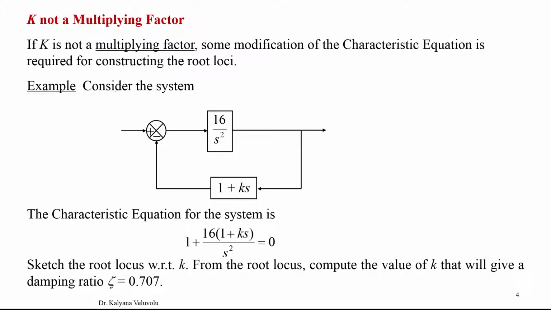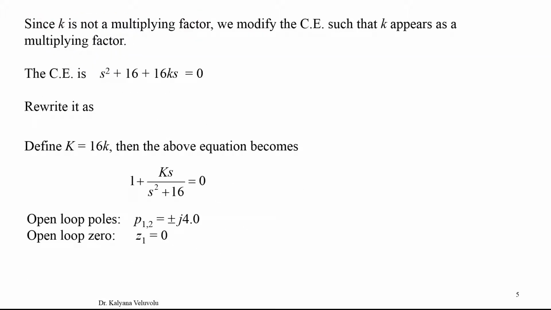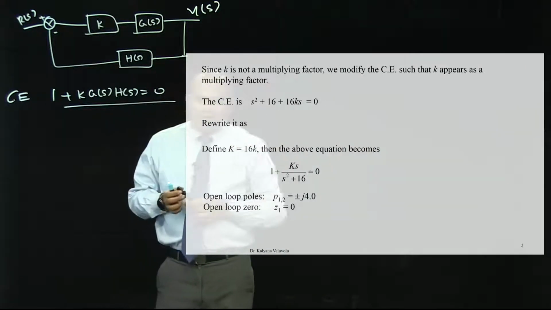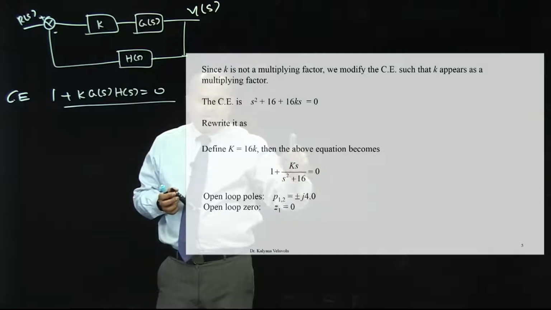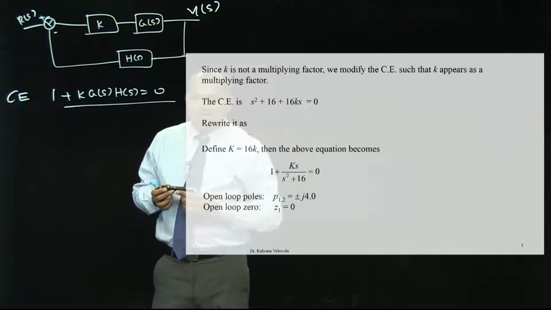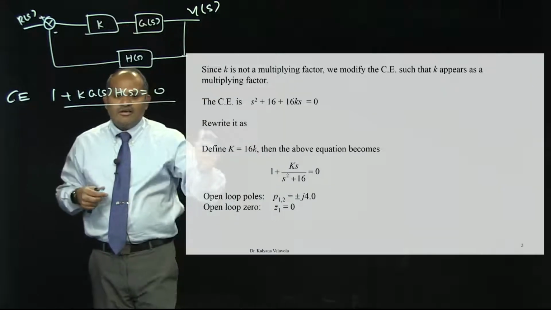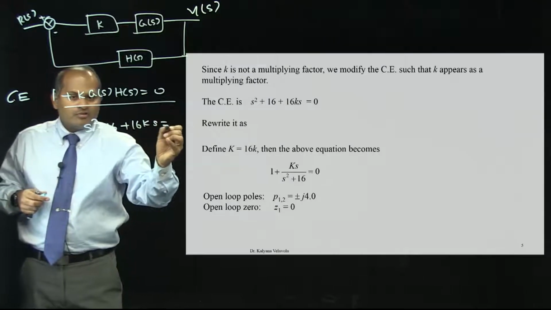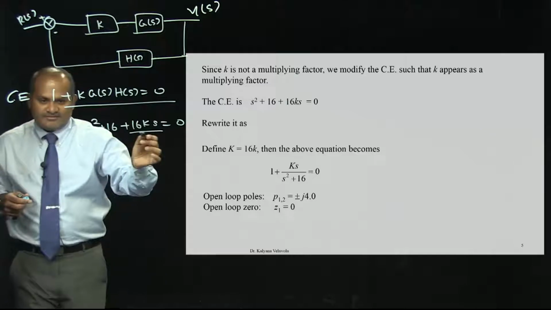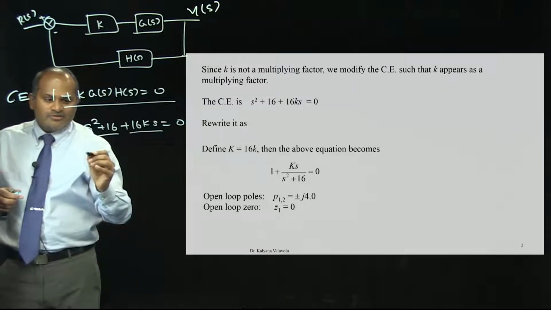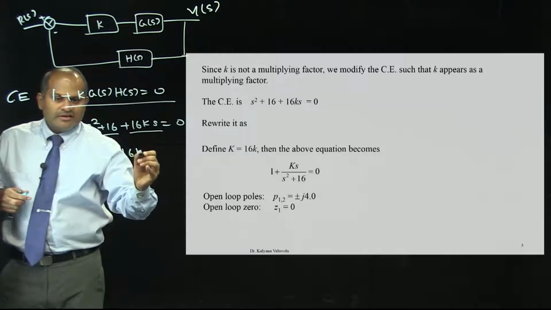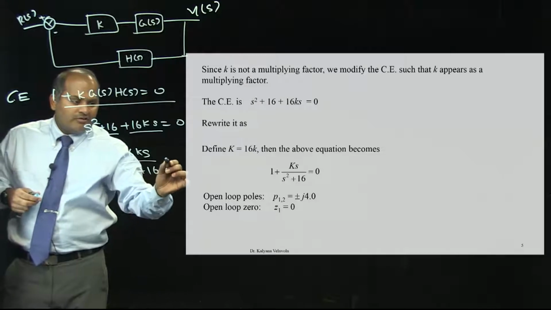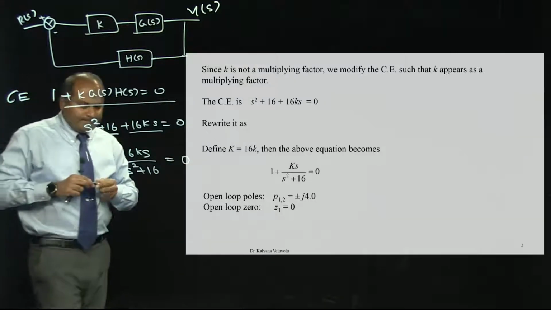The characteristic equation is given by 1 plus 16 into 1 plus ks by s square equal to 0. Now, once I formulate the characteristic equation, we can modify it such that it comes to the standard form. So, what I am going to do is take this characteristic equation and divide by 1 plus 16 ks. So, I can write 1 plus 16 ks by s square plus 16 equal to 0.